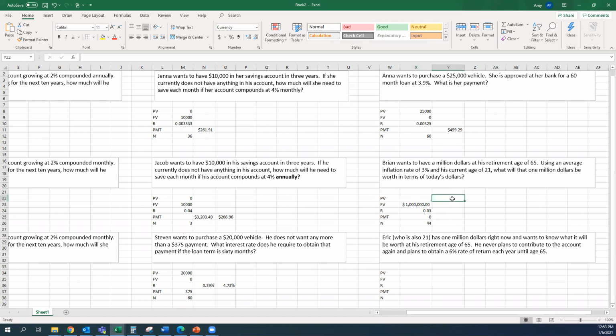So we're going to solve for our present value with a rate of 3%, our NPER of 44 years, 0 payments, and our absolute value of the future value. So in today's dollars, Brian needs $272,371.78. This is how much he would need as of today to get to $1 million by age 65.